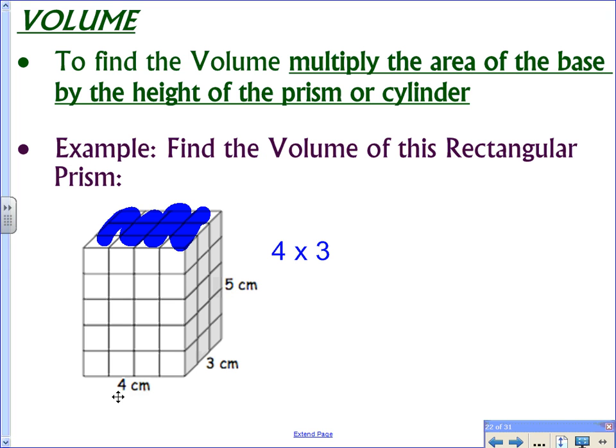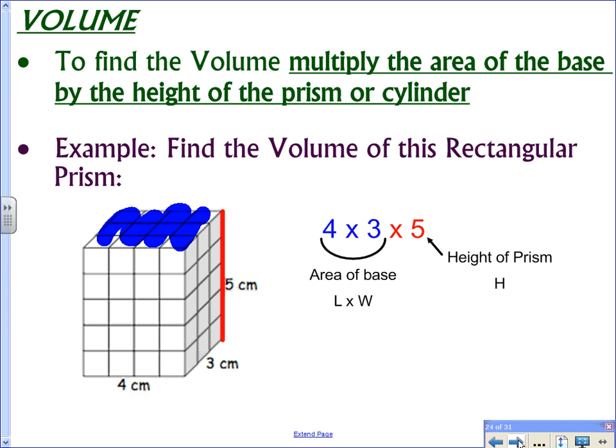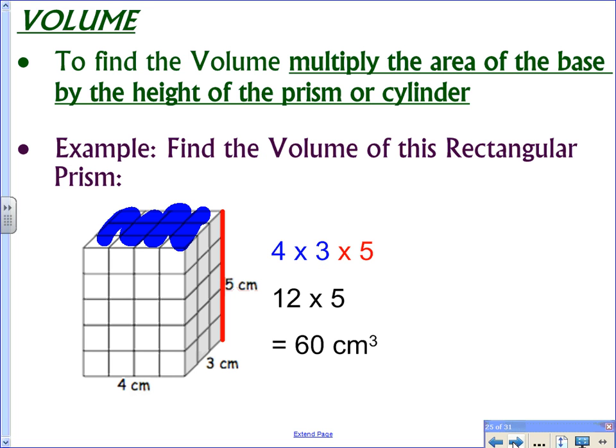So we know that the top and bottom are 4 by 3 rectangles. So to find the area of the base, I'm going to multiply 4 by 3. Then I multiply that by the height, which is 5. So I'm finding the area of the base by multiplying the length by the width of the rectangular prism. Multiply that by the height of the prism, which is 5. So 4 times 3 times 5 is 12 times 5, which is 60 centimeters cubed.